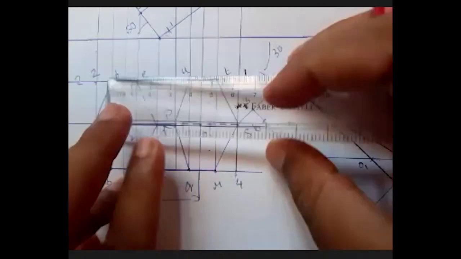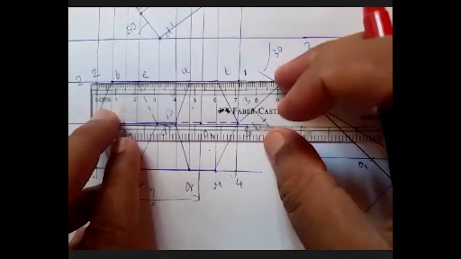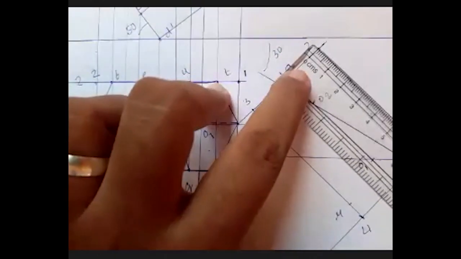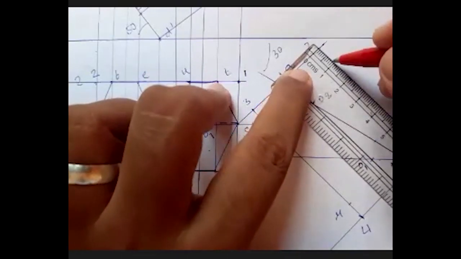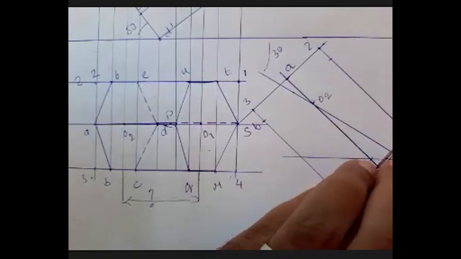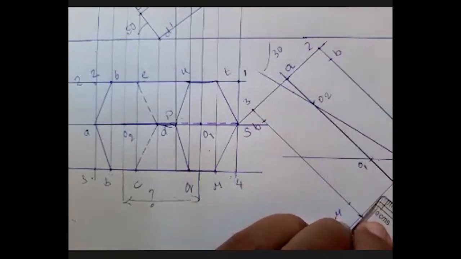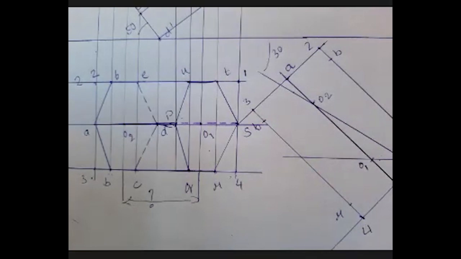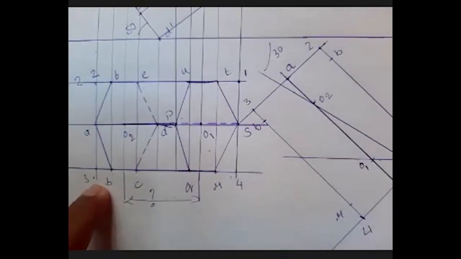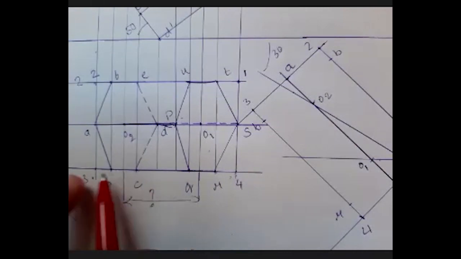On similar ground, in between 2 and 1, it will be the same 0.8 distance from here to here. As I have taken the calculation, this will also be 0.8. That means I know point B as well as point T. Now from this end I need to know point C.